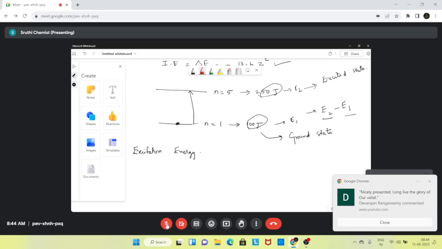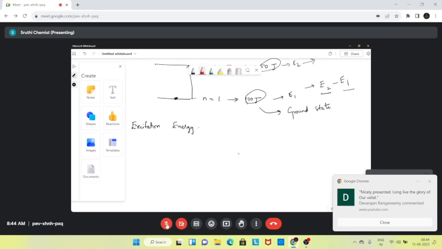Excitation energy, what do we call it? Energy needed to excite an electron from lower energy state to higher energy state. So this is what is called excitation energy.